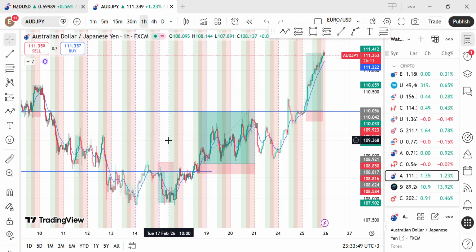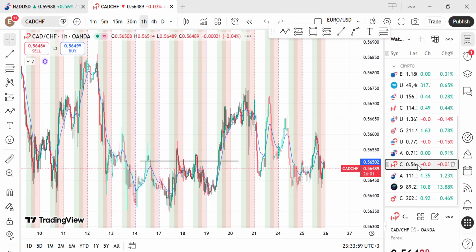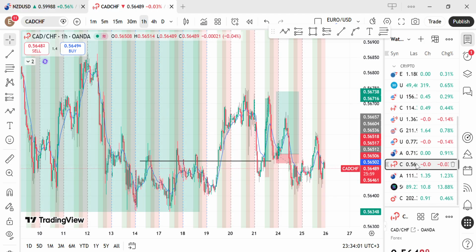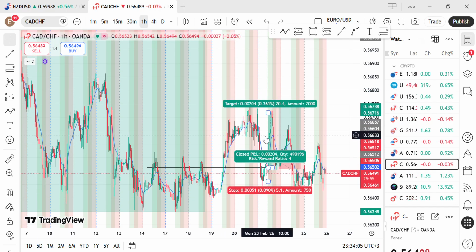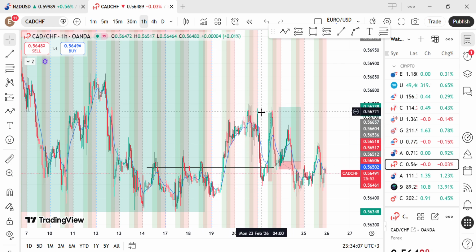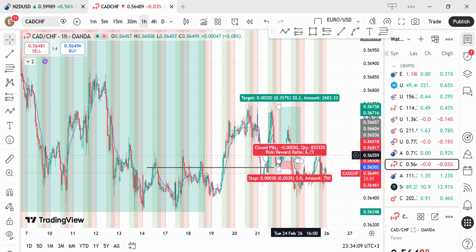I wiped my account with this pair. Fuck, I over leveraged. That's my fault though. I missed this trade. I mean, I only got this one. Indication, correction, continuation. And I failed the other one.